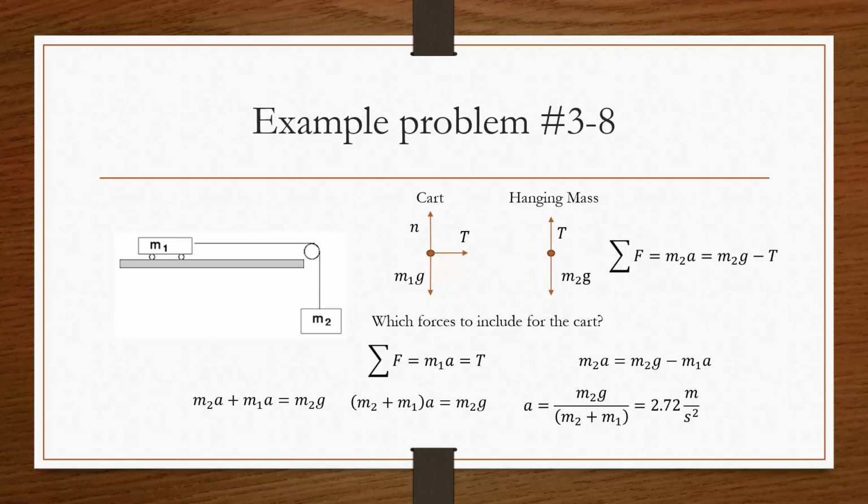If you take a step back and ask yourself, does this make sense? What this is really saying is that the acceleration of the system gets bigger if the mass of M2 gets bigger, and it gets smaller if the total mass of the system gets bigger. Basically, if the cart gets bigger, the acceleration is going to get smaller, which both make sense.